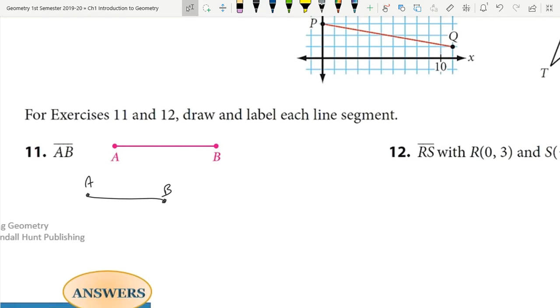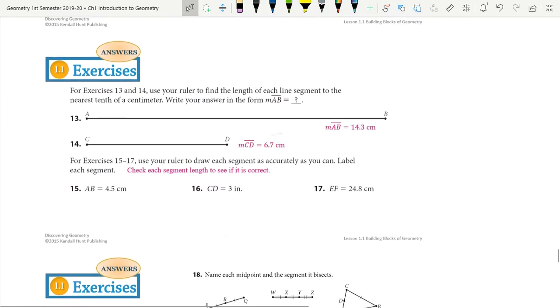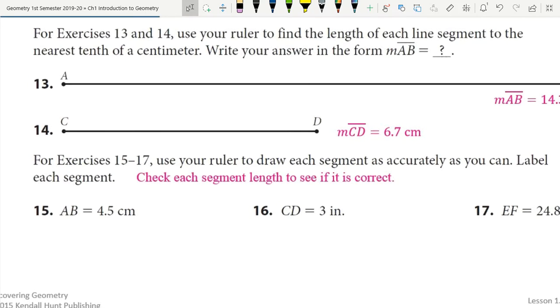So 14 and 15. All right, so with 14, if you measure it in your textbook, you should get 6.7 centimeters. Make sure you say the measure of arc CD equals 6.7. Always remember units on that. And go ahead in 15. Again, just label point A. Use your ruler to measure out 4.5 centimeters. And then label end point B. And go ahead and mark it 4.5 centimeters.